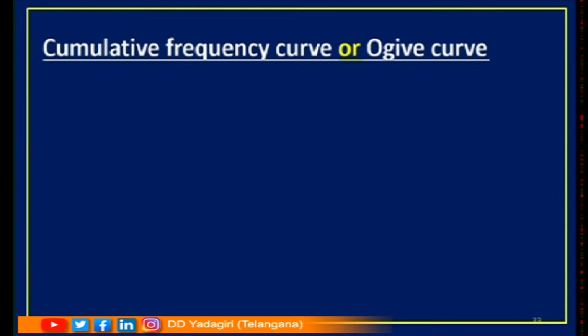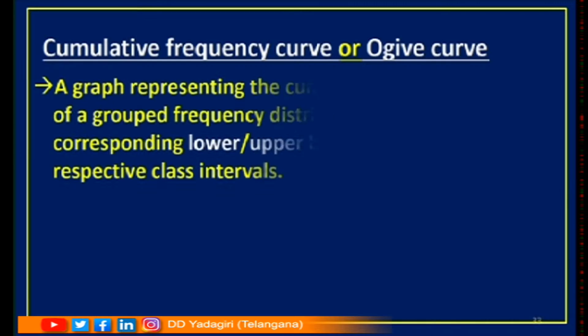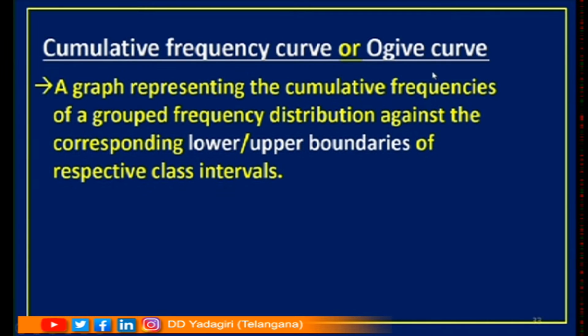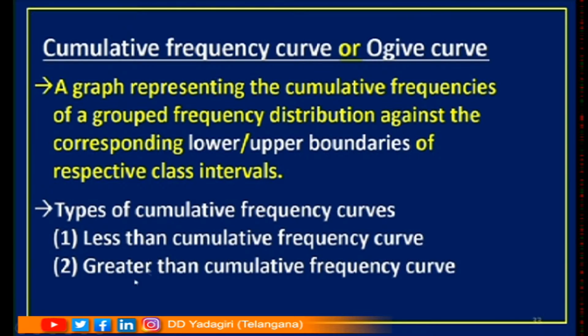Let us understand the cumulative frequency curve, or we can say OG curve. A graph representing the cumulative frequencies of a grouped frequency distribution against the corresponding lower or upper boundaries of the respective class intervals. We have two types of cumulative frequency curves. First one, less than cumulative frequency curve. Second one, greater than cumulative frequency curve. Children, what is a cumulative frequency curve here? We have to draw a curve using lower or upper boundaries and their corresponding cumulative frequencies.